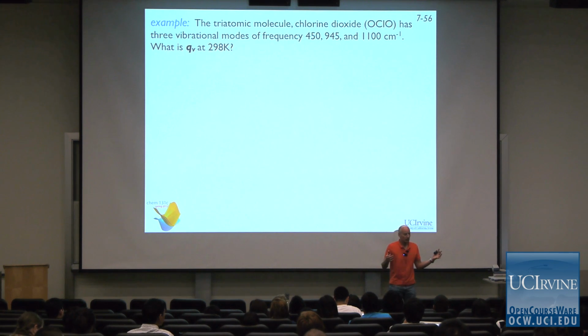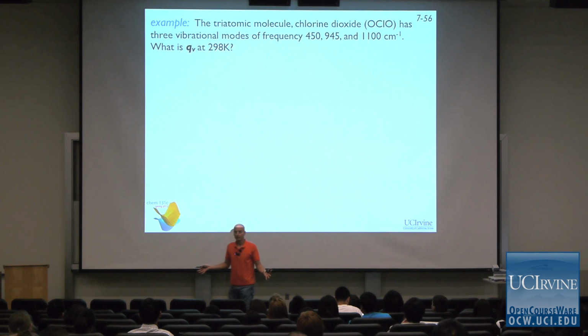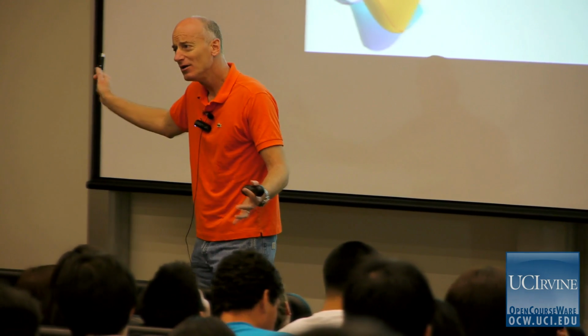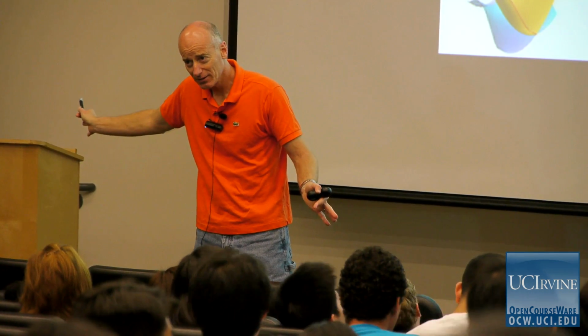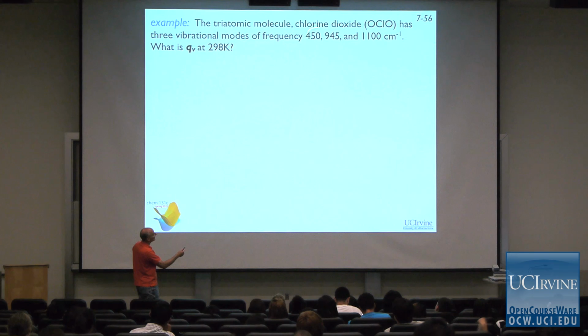Are we expecting a partition function of 10? 100? How about 1? It should be close to 1. 1 and change, right? 1 and something, maybe 1.0 something. Is that what our intuition is telling us? Yes, because the thermal energy is way lower than that.